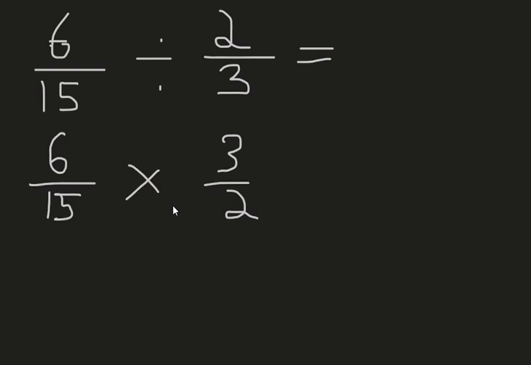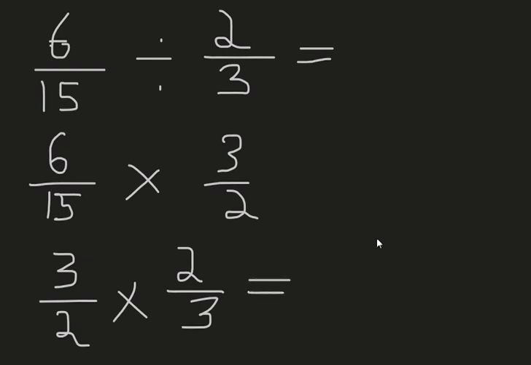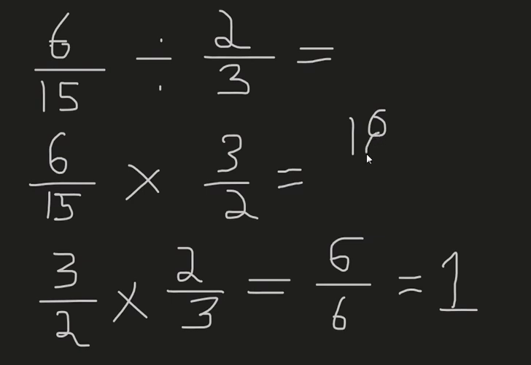Let's just quickly check if you got the correct reciprocal or not. 3 over 2 times 2 over 3 is equal to 3 times 2, 6. 2 times 3, 6. And that is again equal to 1. So now you can see we got the correct reciprocal. So now we can go ahead and solve the equation to get the answer for this. 6 times 3, 18. 15 times 2, 30.